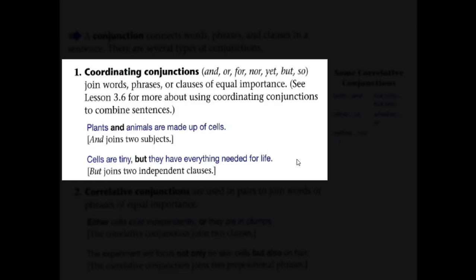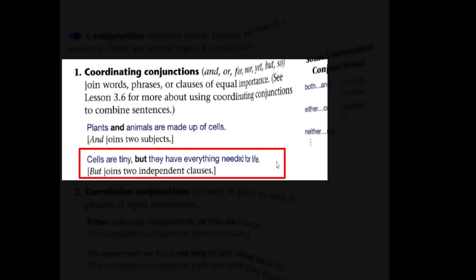Let's see the second example here. Cells are tiny, but they have everything needed for life. In this example, the word but joins two independent clauses. The first clause is cells are tiny. The second clause is they have everything needed for life. Together, that makes a compound sentence using the conjunction but.